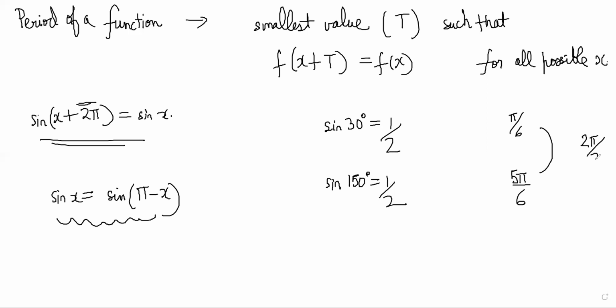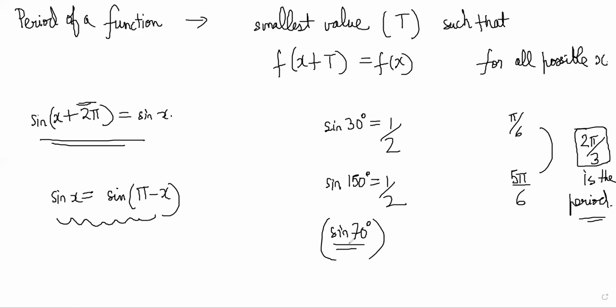2 pi by 3 is the period, right? But that is wrong because it will fail for sine 70 degrees. If you add 120 to that, it will become 190, so it will come negative now. So 2 pi by 3 cannot be the period because 70 degrees will fail. It will be a period only if it is true for all possible x's.